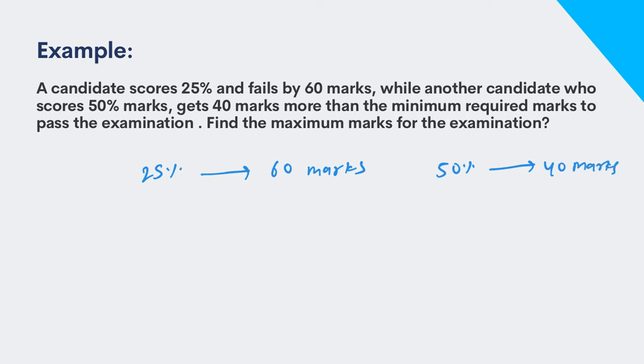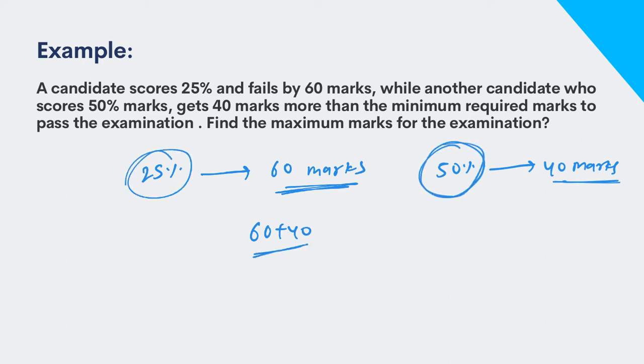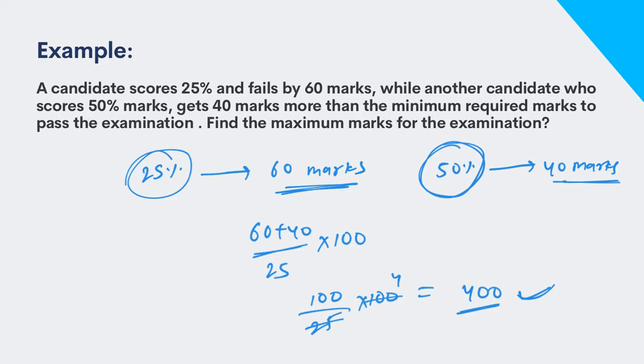So according to the formula, I can add both marks, 60 and 40. So 60 plus 40, divided by the difference of the percentages, 50 minus 25, which is 25, into 100. So 60 plus 40 is equal to 100 divided by 25, into 100. When I divide 100 by 25, it is 4, and 100 multiplied by 4 equals 400. So I can say the total marks were 400.